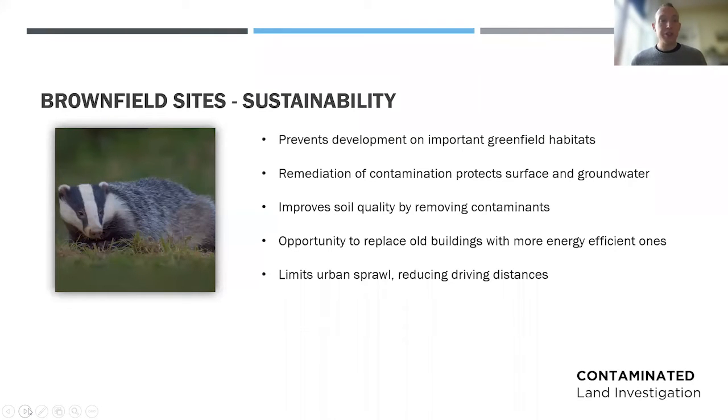Crucially, in terms of contaminated land, if a site has been contaminated, cleaning that up protects groundwater used for drinking, it protects surface water and the environments in that, and that has a positive impact on river quality and aquatic life. It also has benefits for human health. By removing contaminants, you're improving soil quality, making it suitable for growing food. It also encourages subterranean life like worms and fungi.